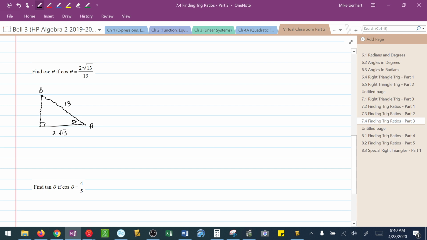I know that the cosecant is the reciprocal of sine. So I need to know what A is here because sine is opposite over hypotenuse, which means the cosecant would be hypotenuse over opposite. So I'm going to do the Pythagorean theorem, and I've got 13 squared is equal to A squared plus, remember our little trick here, this is really 4 times 13 or the square root of 52. So this tells me 169 is equal to A squared plus 52. And if I subtract 169 minus 52, I get A squared is 117, or A would be the square root of 117.